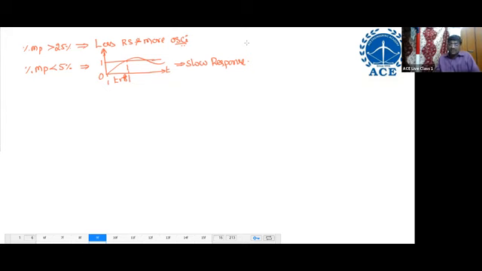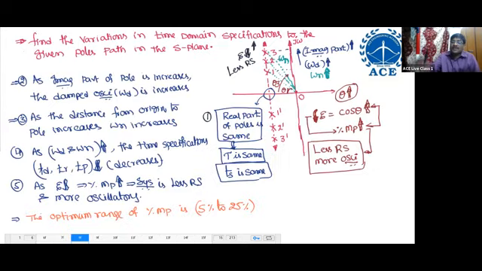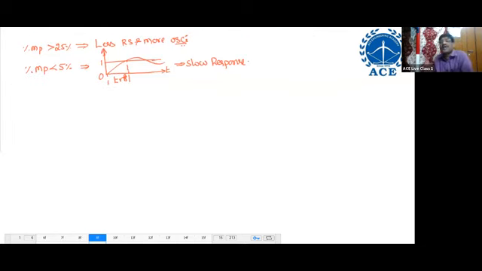Now draw the responses for this vertical movement of the poles. As the poles are moving vertically, how is the response? See, the real part decides the envelope of the oscillation. One real part means one envelope, two real parts means two envelopes, 1000 real parts means 1000 envelopes. The real part of the pole gives the envelope to the oscillations.